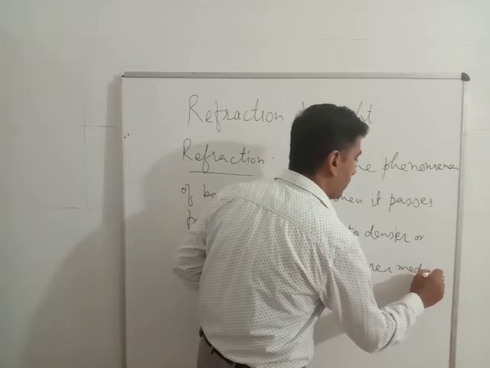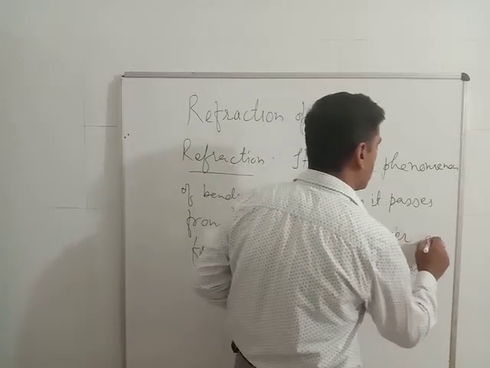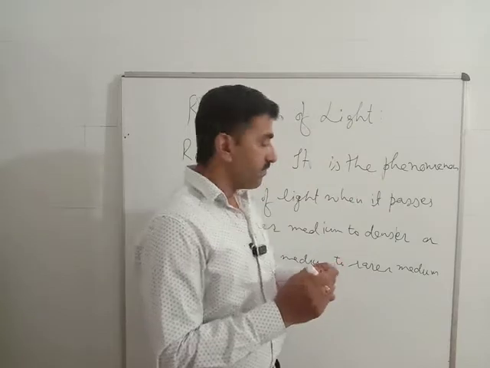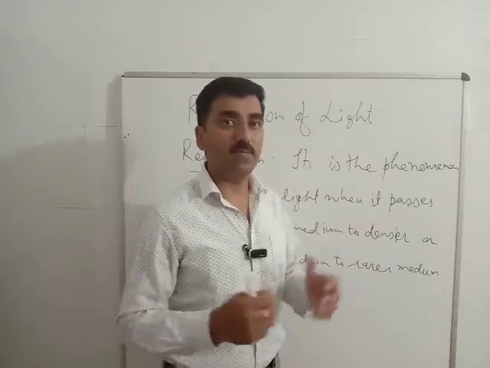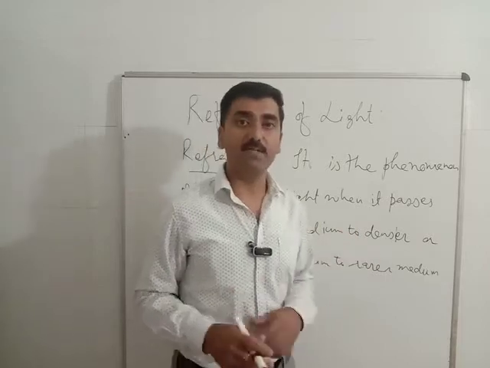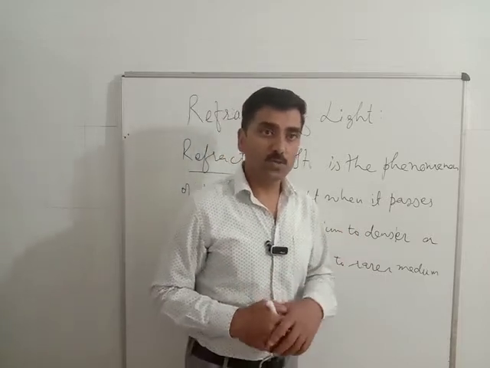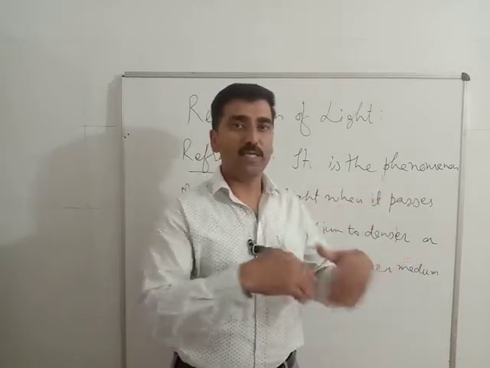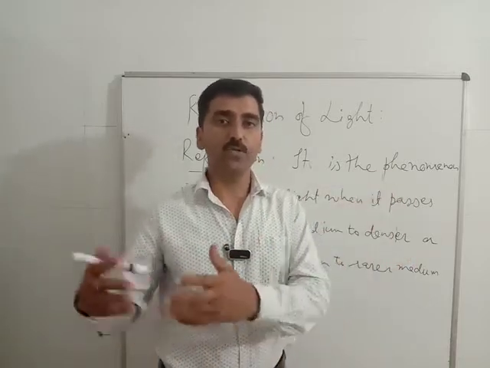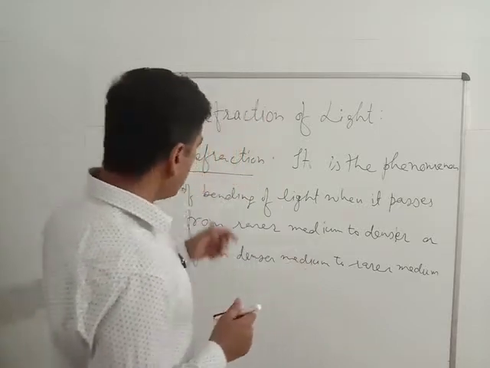Now let me tell you what is rarer medium and what is denser medium. A medium in which the particles are far away, for example air is a rarer medium and water is a denser medium, glass is a denser medium. So optical density increases from gas to liquid, liquid to solid. Okay, so this is refraction of light.